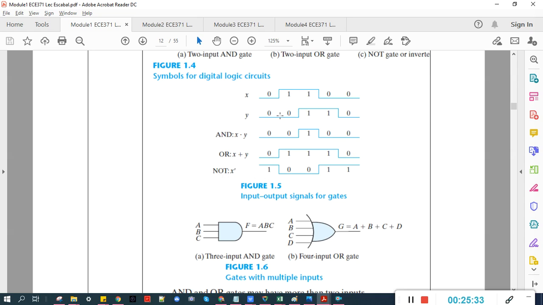For the inverter, this is X prime, so we don't care about Y. This will only depend on X. So our input is X, and whatever the value of X is, we just invert it. Since X is 0 here, we have 1 here. 1, 1, so we have 0, 0. Then 0, 1, 0, 1.